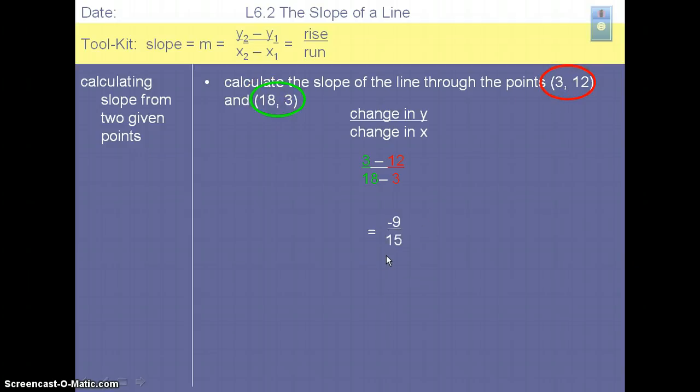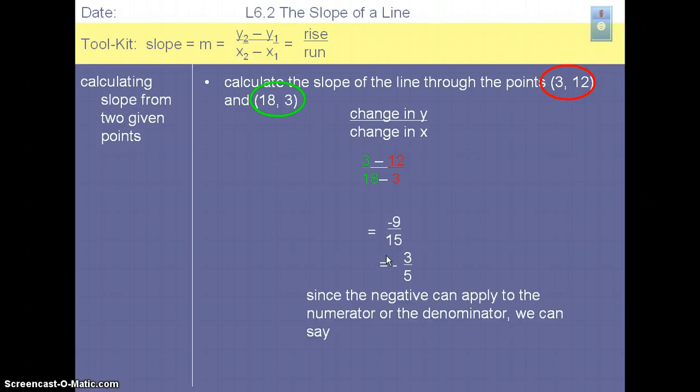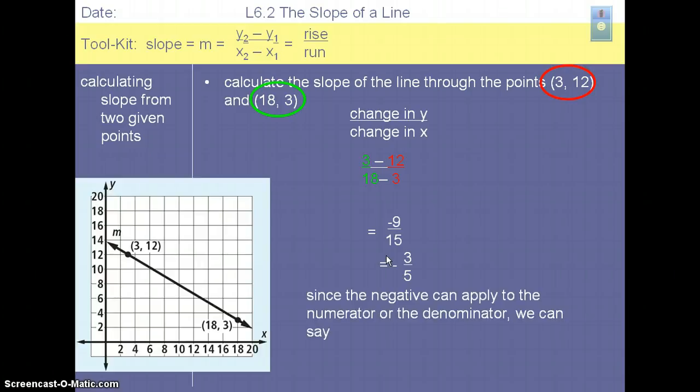We're going to calculate negative 9 over 15. Simplify. This is negative 3 over 5. As we take a look, the negative can apply to the numerator or the denominator. So what we can say is that y goes down by 3 when x goes up by 5.